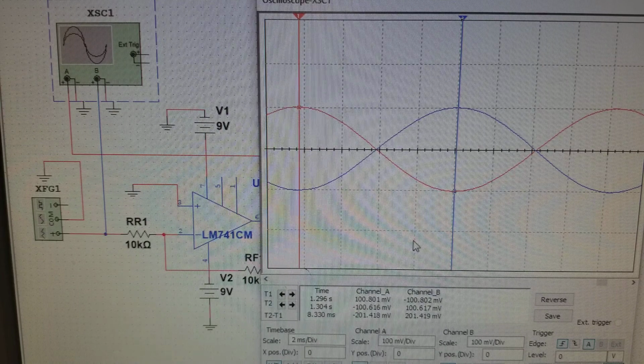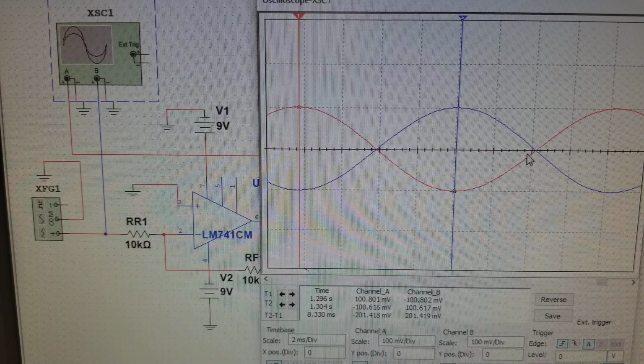And you can see that our input sine wave is 180 degrees out of phase with our output sine wave. So that's how we're going to run the rest of this lab, changing out the RR1 resistor to the values you see in that second column in the table. So we'll go on to the 5 kiloohms next.